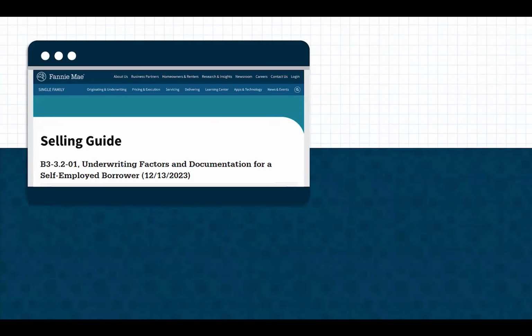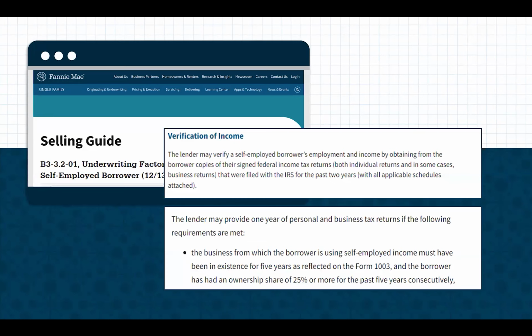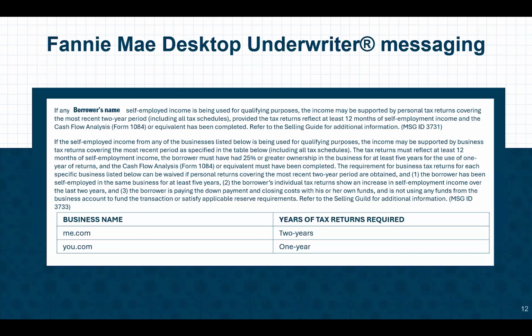In Fannie Mae's Selling Guide, Section B3-3.2-01, Fannie Mae addresses how to verify a self-employed borrower's employment and income. In some cases, 2 years of individual and business tax returns are required. In other cases, only 1 year of personal and business tax returns will be required. Let's take a closer look at the messaging that you may receive through DU.